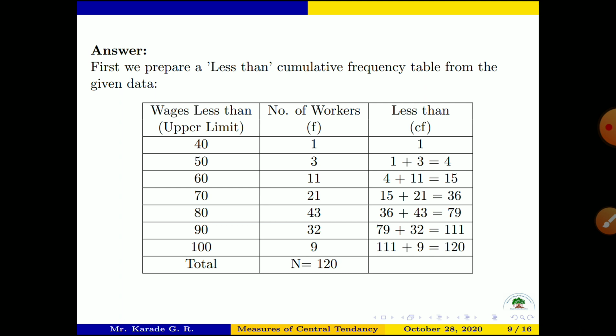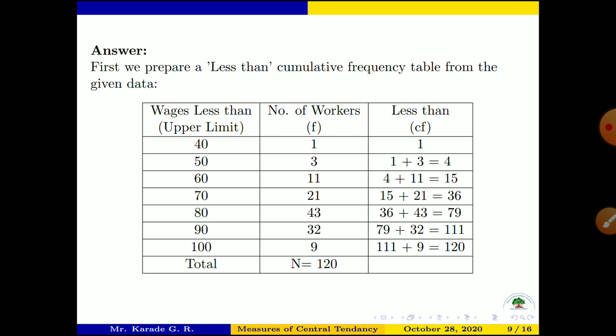And while drawing the graph, the upper limit means first column entries we take on the x-axis, and the last column entries means less than cumulative frequency entries 1, 4, 15, 36, these entries we will consider on the y-axis. Okay, so in the first column minimum entry is 40, maximum is 100, and in the cumulative frequency column minimum entry is 1 and maximum entry is 120.